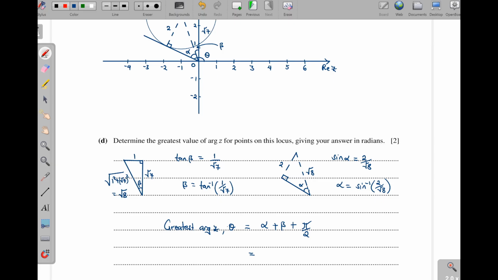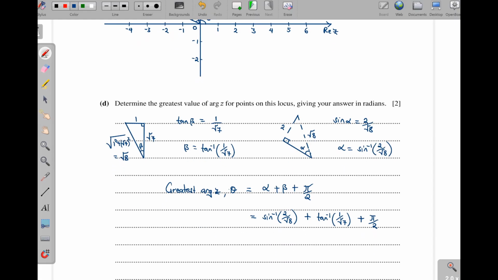Now, what is alpha? Alpha is this one here, the arcsine of 2 out of root of 8. What is beta? Beta is the arctan of 1 over root of 7. And then plus this pi out of 2. So your calculator here should be in radians because they say that we give the answer in radians. So I will say calculator has to be in radians.